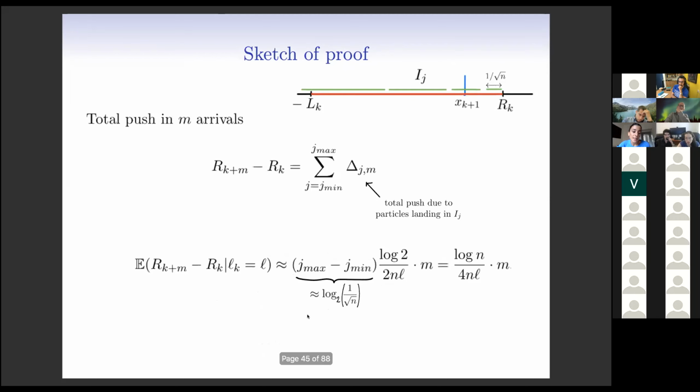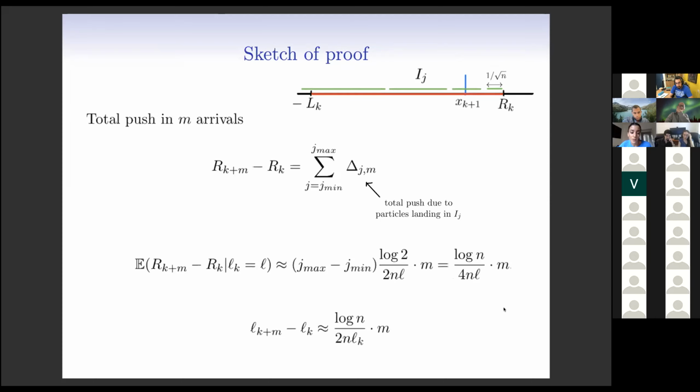And so what this tells us is that the total push that the right extremum gets after an arrival is given by, well, the number of scales times the push that it gets from each scale. And the number of scales here comes from the minimum scale, which is of size 1 over square root of n. And so this computation tells us that the total push is of order log n over n times L times the number of arrivals.